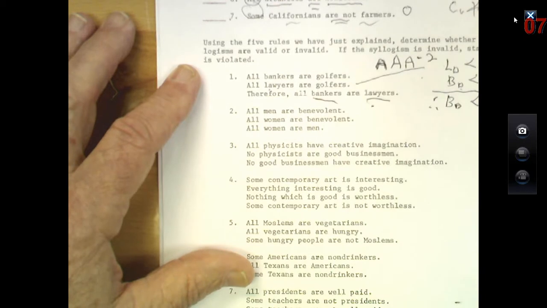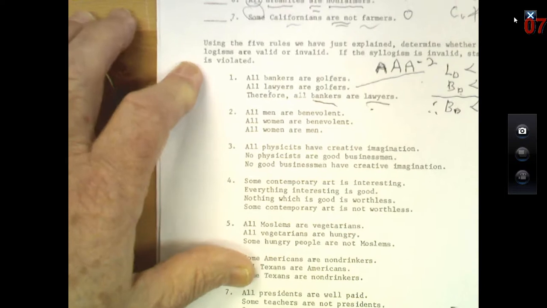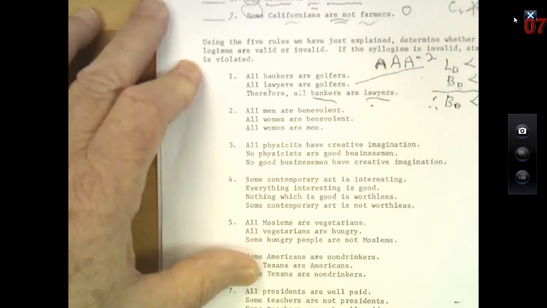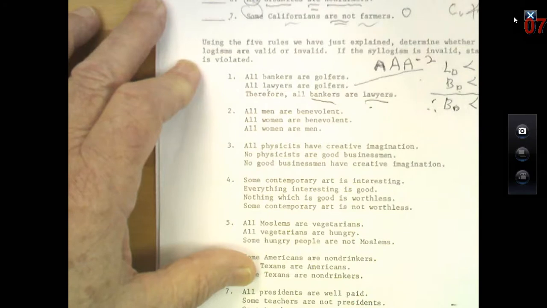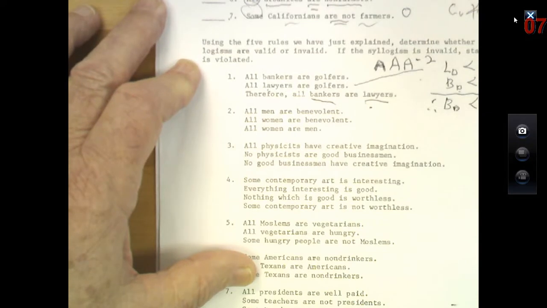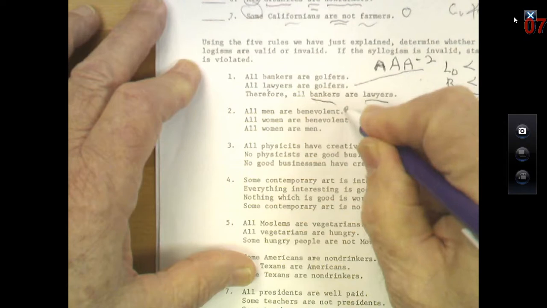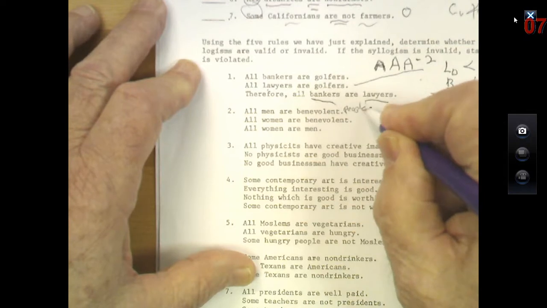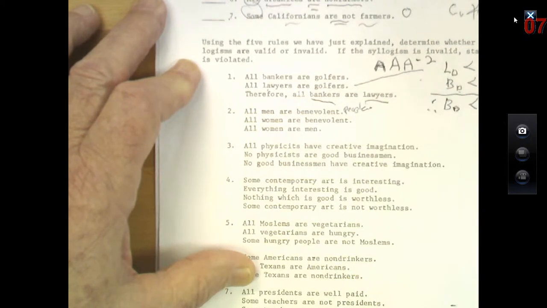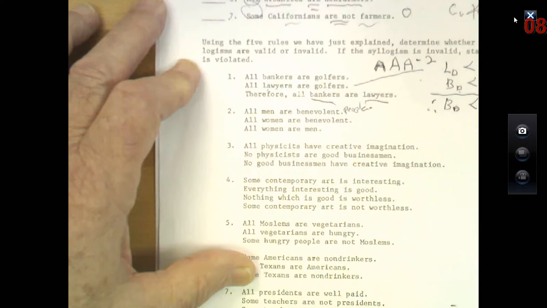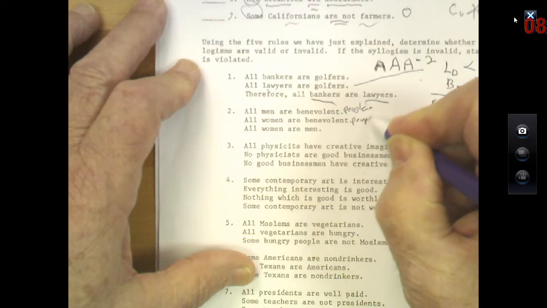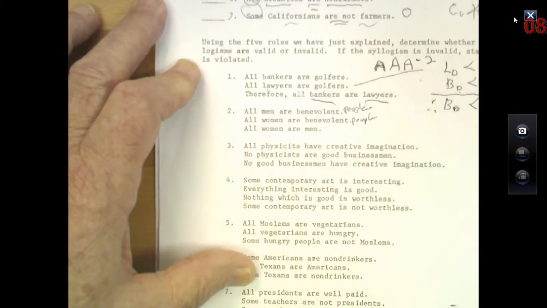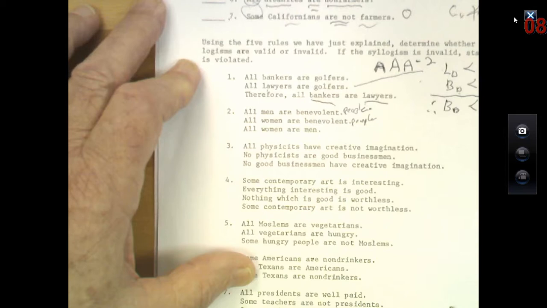No. Okay, you're going to have to make some changes. What changes are you going to make? Benevolent is just an adjective. Right. So what am I going to have to do to it? Add people. All men are benevolent people? Yeah. Okay. How about the minor premise? Benevolent people. Benevolent women? Okay. All right, now we've got it in standard form.